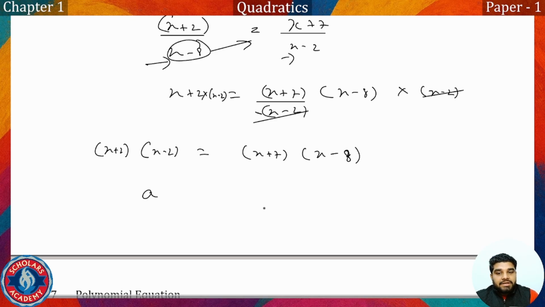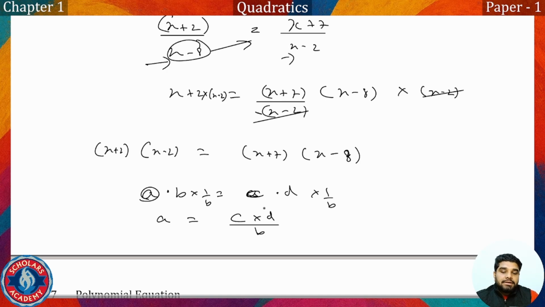Similarly, with multiplication, a times b is equal to c times d. If we want to isolate a, we say a is equal to, now we'll divide with b, so times 1 over b. What we get is c times d over b. So whatever was in the numerator goes to the other side and comes in the denominator. b was in multiplication on the left, on the right-hand side it comes in division. All right, I hope this part is clear.